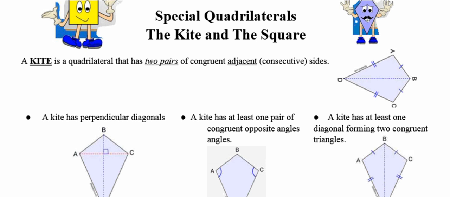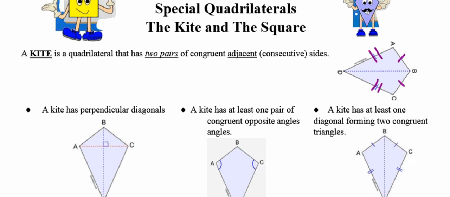other. So this is a little bit different than the parallelogram with respect to the fact that in the parallelogram, both pairs of opposite sides have to be congruent. In the kite, both pairs of adjacent sides have to be congruent. So if you notice in the picture, they've marked side AB congruent to side BC, and then side AD congruent to side DC.